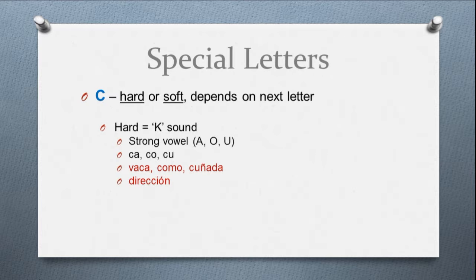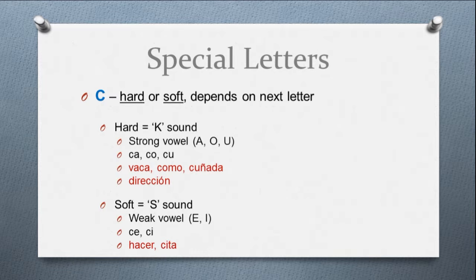Dirección. The first C in dirección is hard. The second one is soft, which means it sounds like an S because it's followed by a weak vowel, which are E and I. So that's pronounced se or si. Examples are hacer or cita. So remember that C is either hard or soft.